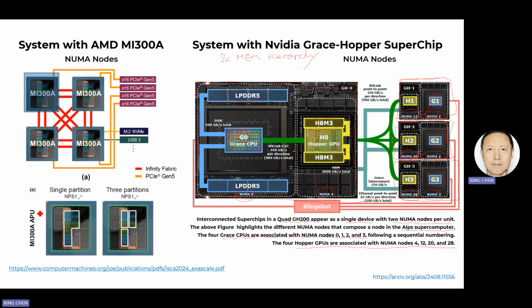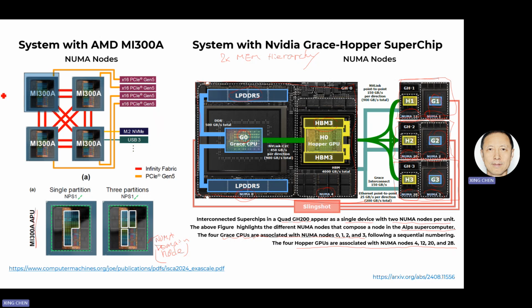And then for the MI300 view, this dotted green line, this dash line means that there's the NUMA domain. This dash line is the NUMA domain or NUMA node. So you have only one NUMA node per APU.